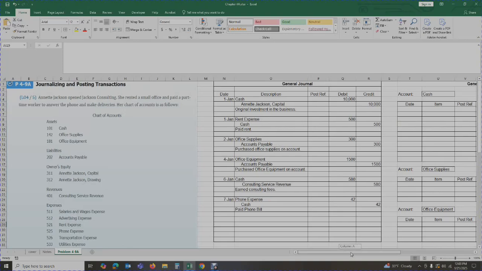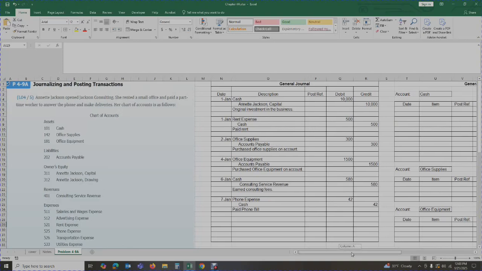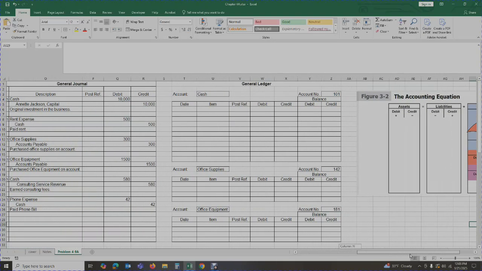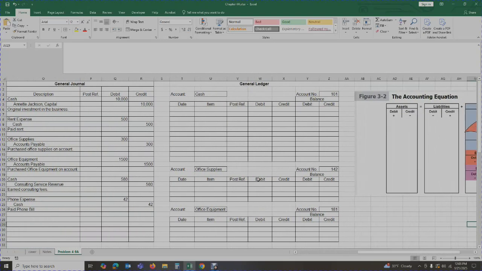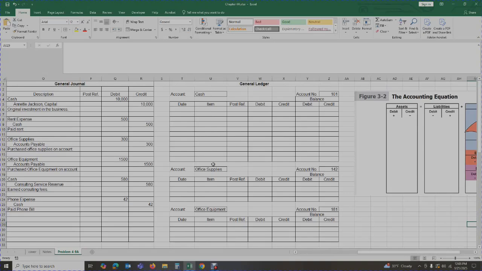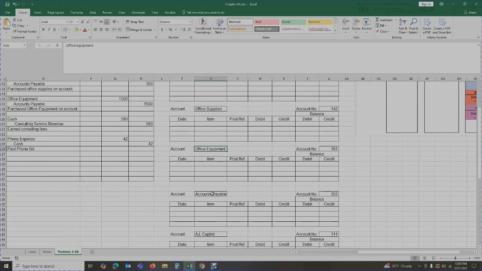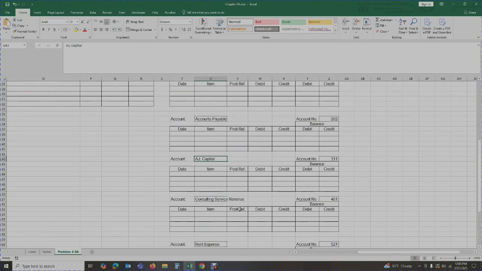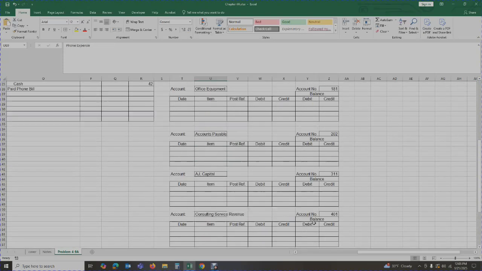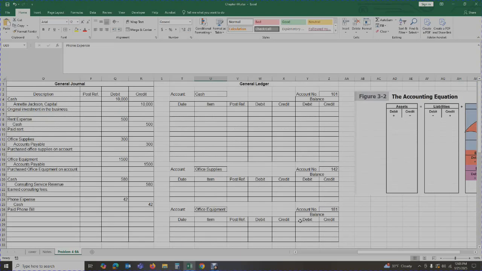So, assuming this is all I have, now the fun part begins. I need to transfer this information from my journal to my ledgers. Now, these are the ledgers that I will be using. I've already created them. Each account has a ledger. So I have cash here, office supplies, office equipment, accounts payable, the capital account, consulting service revenue, my rent expense, and my phone expense. Every account has a ledger. Every account has an account number.